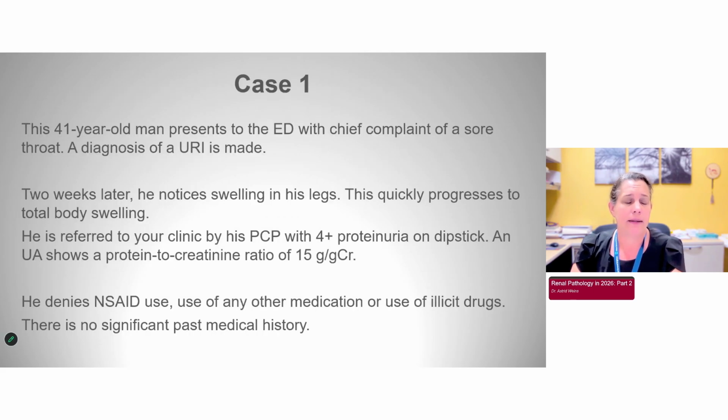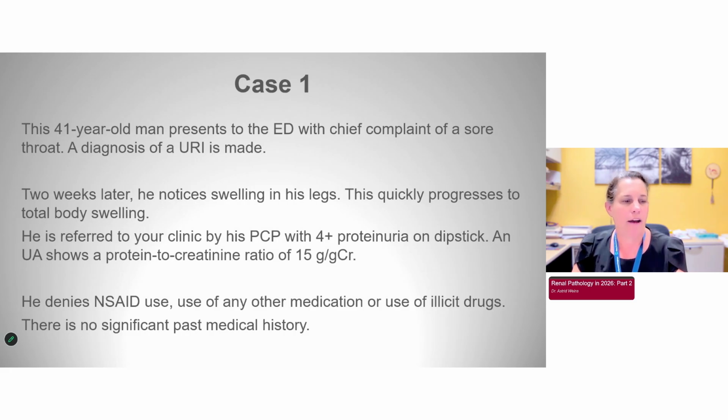So case number 1 is a 41-year-old man who presented to the emergency department with a sore throat, and they made a diagnosis of an upper respiratory tract infection. This is often what happens in patients that later present with acute nephrotic syndrome, specifically in children; they present with some kind of upper respiratory tract presentation. Two weeks later, this patient notices swelling in his legs, and this quickly progresses to total body swelling and anasarca. Then he's referred to your clinic by his PCP because the PCP noticed he has very high proteinuria on dipstick, 4+ to be exact.